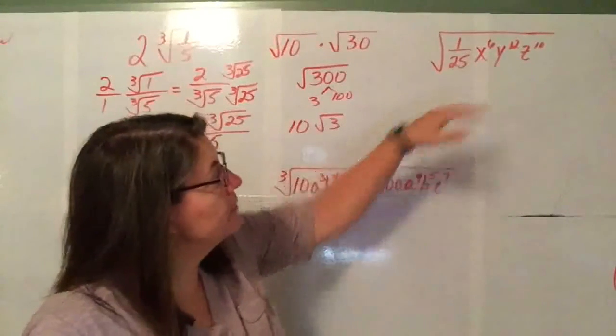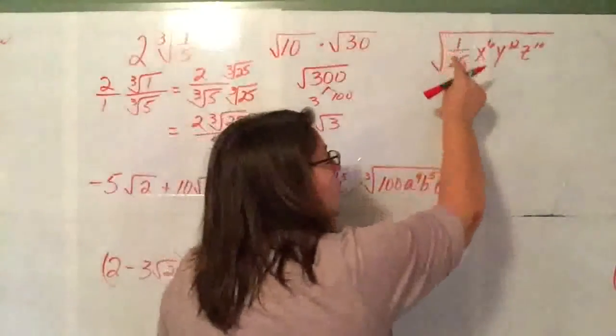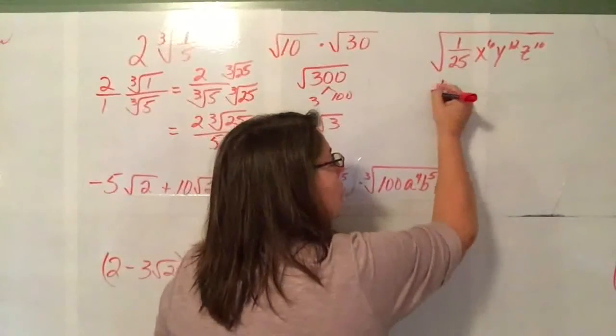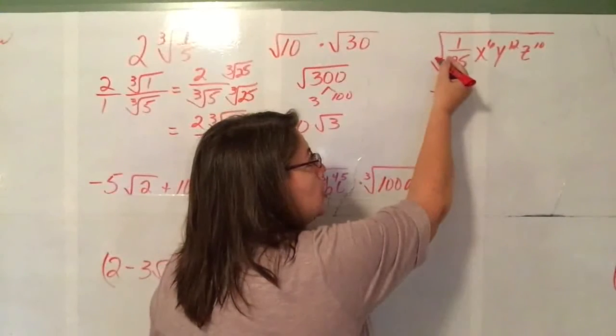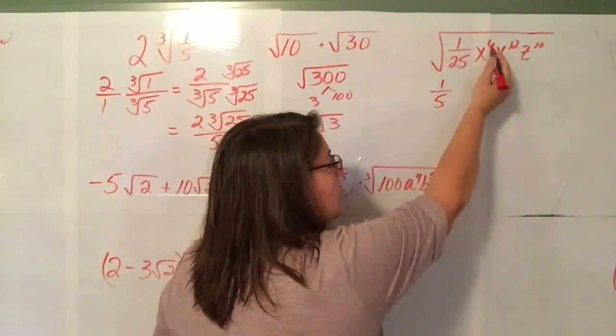For this one, 1 over 25, the square root of that is 1/5, so I'm going to go ahead and bring that out. My root number is a 2, so I'm going to divide the root into each exponent.